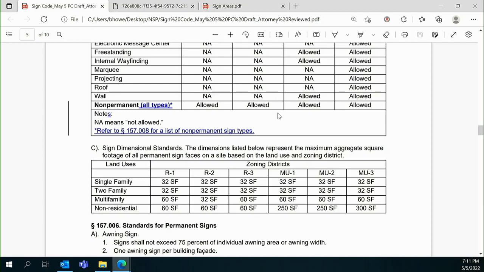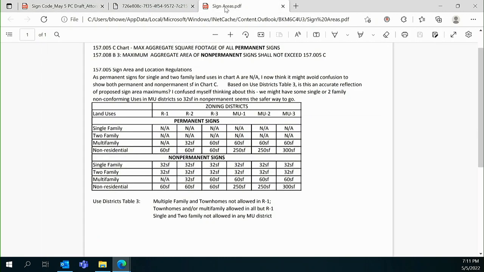So table C then really is, all I'm saying is, I think, not mixing. I would recommend redoing C to do the permanent. This is what is allowed, permanent. And below that, this is what's non-permanent. And then we can verify, yep, that's what we're looking for, as far as the square footages.